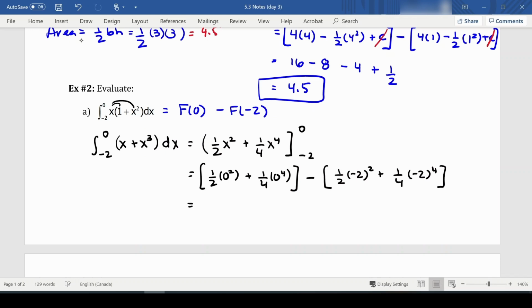This first thing, I just get 0. So I get -1/2 or minus 1/4 times 16, which gives me -2 minus 4, which gives me -6.